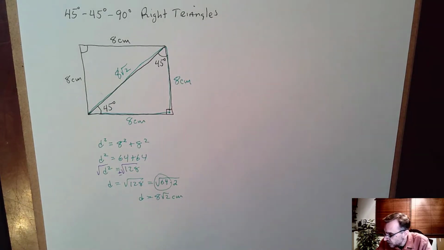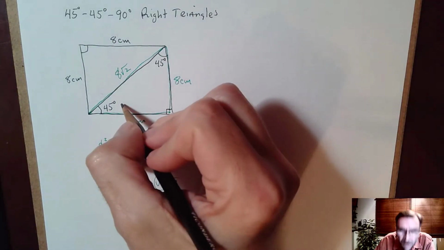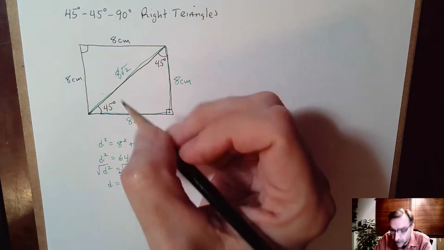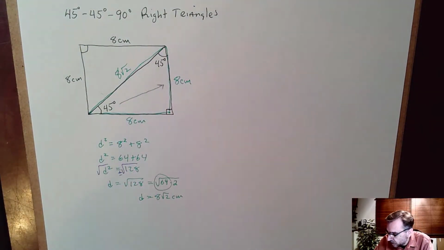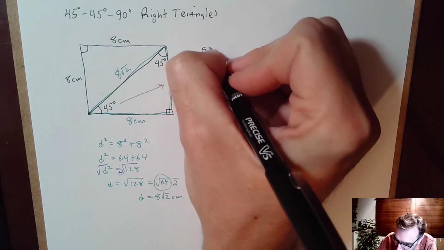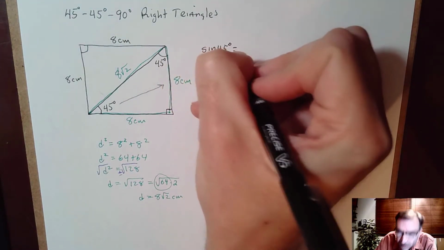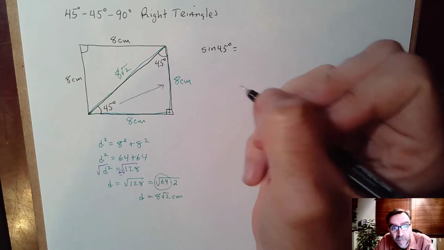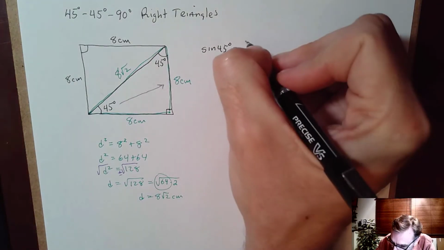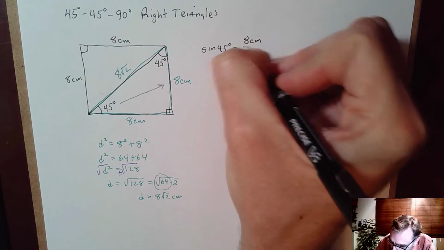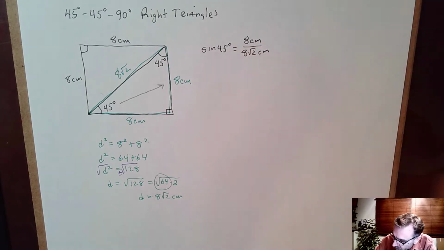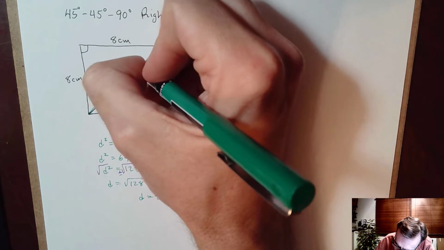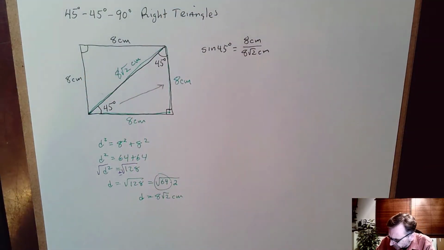Okay. The goal is to find all 6 trig ratios of 45 degrees. Now, let's look at this 45 degrees, and the side opposite is 8. So we can say sine of 45 degrees is opposite over hypotenuse. Now in this case it's 8 centimeters, so 8 centimeters over 8 root 2 centimeters. Of course this is a length as well. The hypotenuse is 8 root 2.